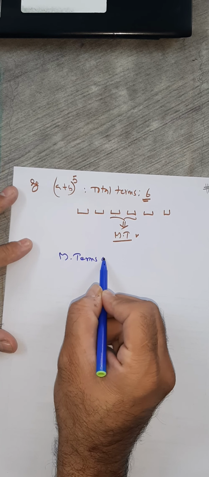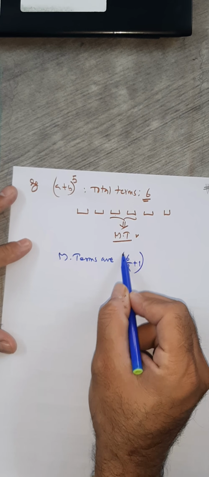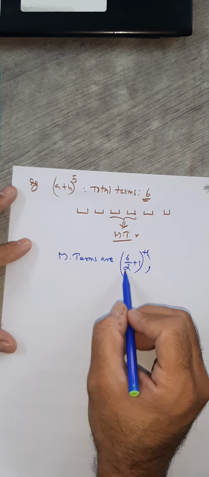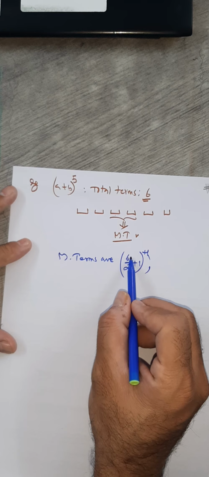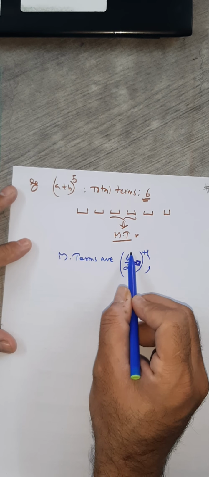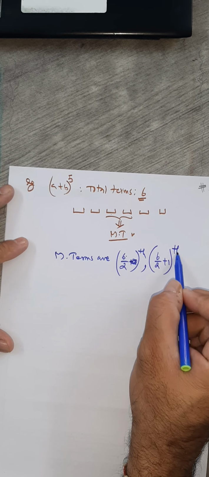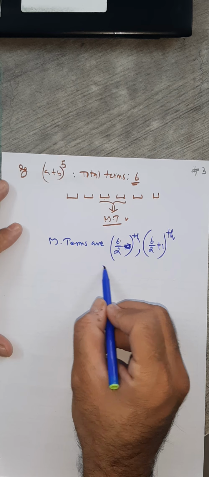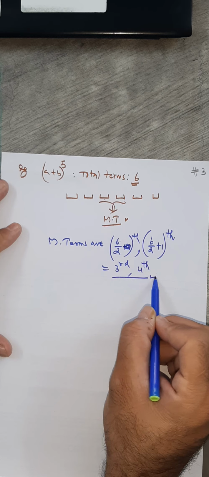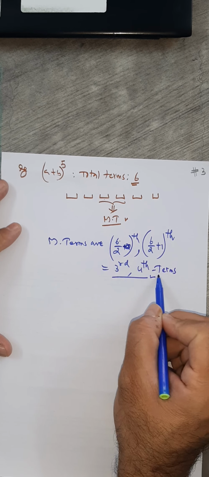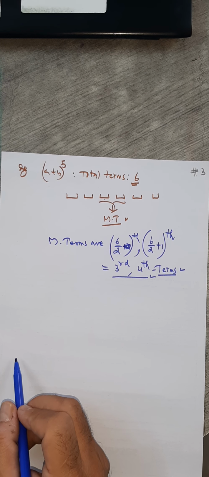Middle terms are, what's the formula? Plus 1 कर दो, so 6 by 2 plus 1, and the next one. This is nothing but 3 plus 1. Here 6, sorry, the whole plus 1. This is nothing but the third term. And the next, that is 6 by 2 plus 1, which is nothing but the fourth term. These terms are the middle terms in the expansion. You can use the formula or directly by observation also you can do.